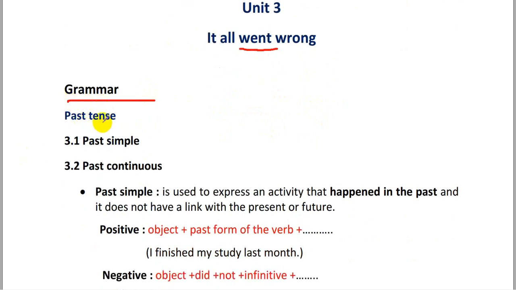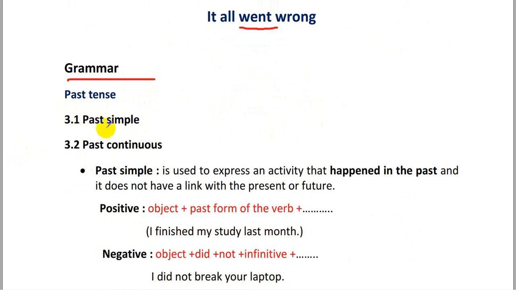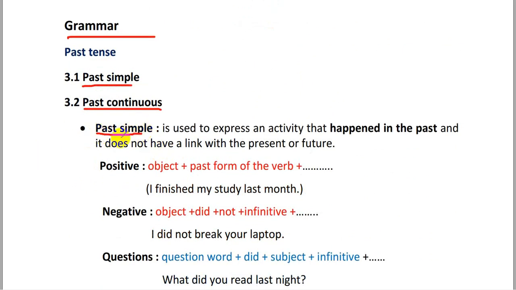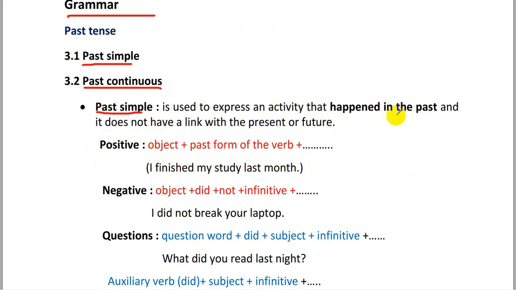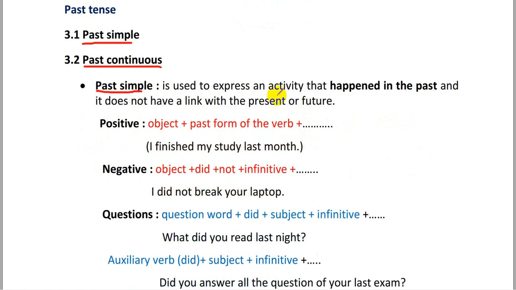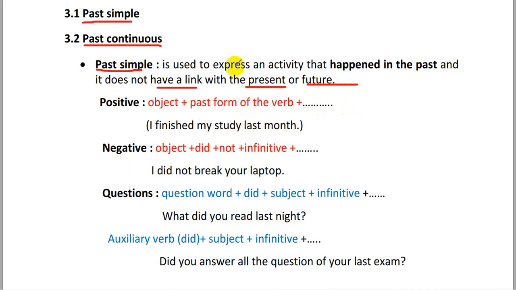Grammar is devoted to the past tense, and here we are going to study two parts of the past tense: past simple and past continuous. Past simple, الماضي البسيط, is used to express an activity that happened in the past and it does not have a link with the present or future. يستخدم للتعبير عن حادثة أو عمل حدث في الزمن الماضي وليس له أي ارتباط. There is no link مع الحاضر أو المستقبل، فقط للإخبار عن حادثة حدثت في الزمن الماضي فقط.